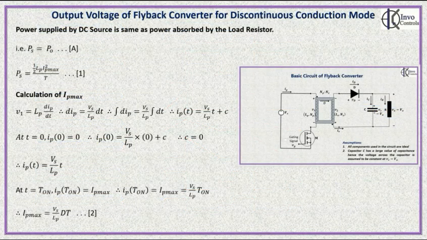This section gives the derivation for the output voltage of the flyback converter. You may pause the video and go through each step of the derivation. It is very important to keep in mind the principle on which the derivation is based, which is power supplied by DC source is same as power absorbed by the load resistor. Once you understand this basic principle, looking at the circuit alongside and the theory which you have studied so far, you will be able to understand this derivation.